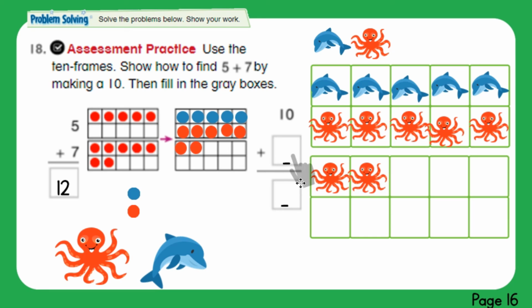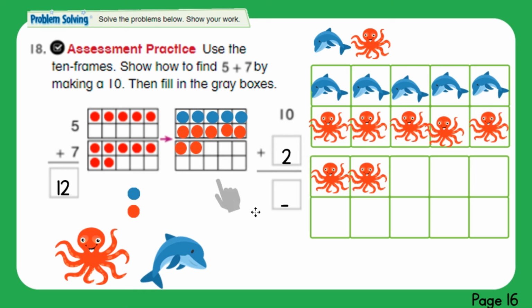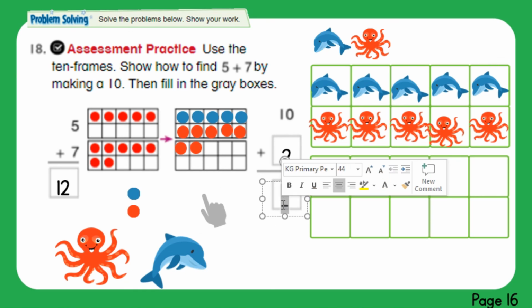Here they want us to know exactly how many are there now in the tens frame. Earlier there were 5 in the first 10 frame and there were 7 in the second tens frame. Now there are 10 in the first 10 frame. They have already written it. All we need to write is how many are there in the second tens frame. They are 2, and simply by looking at them we can know that it's 10 plus 2 is 12.